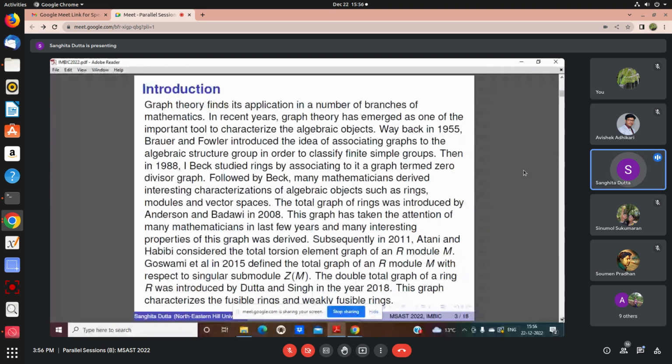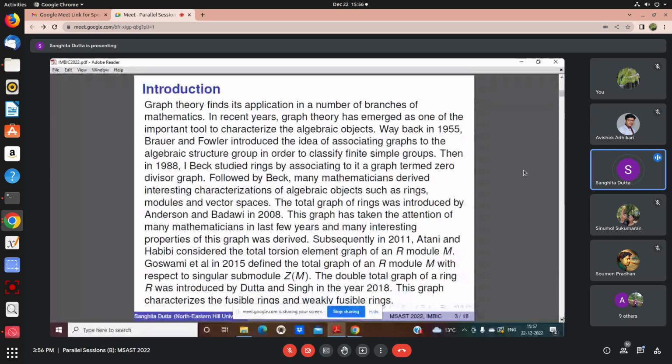Then in 1988, Beck started things by associating to a ring a graph termed the zero divisor graph. Followed by Beck, many mathematicians derived interesting characterizations of algebraic objects such as rings, modules, and vector spaces. The total graph of rings was introduced by Anderson and Badawi in 2008. This graph has taken the attention of many mathematicians in the last few years, and many interesting properties of this graph were derived. Subsequently, in 2011, Atani and Habibi considered the total torsion element graph of an R module M.